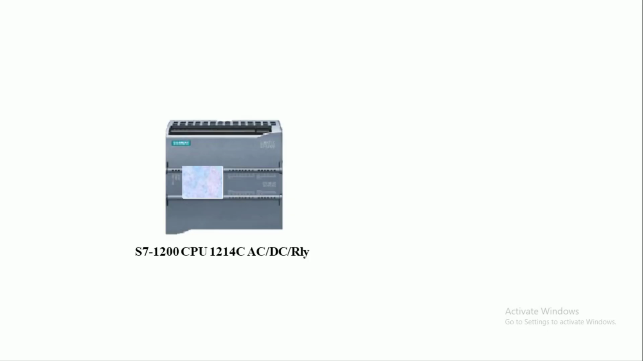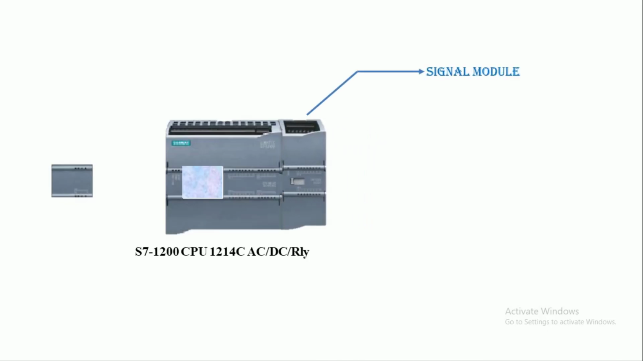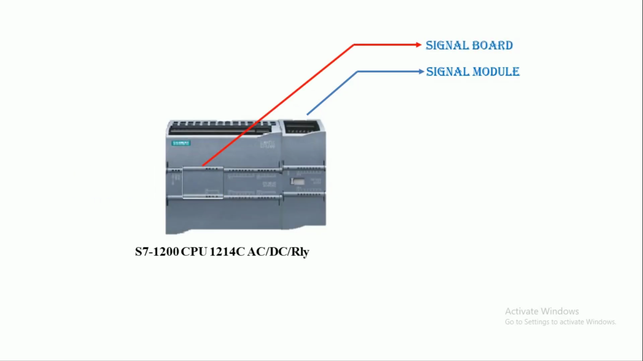The Siemens S7-1200 supports analog outputs through dedicated expansion modules and signal boards. To get analog output from an S7-1200 PLC, you need to add an analog output module or signal board with the PLC. If you are using the dedicated expansion module, place it on the side of the PLC. If you are using the signal board, then mount it on the front side of the PLC. In this video, we will use a signal board to get analog output from the PLC S7-1200 1214C AC/DC/relay.